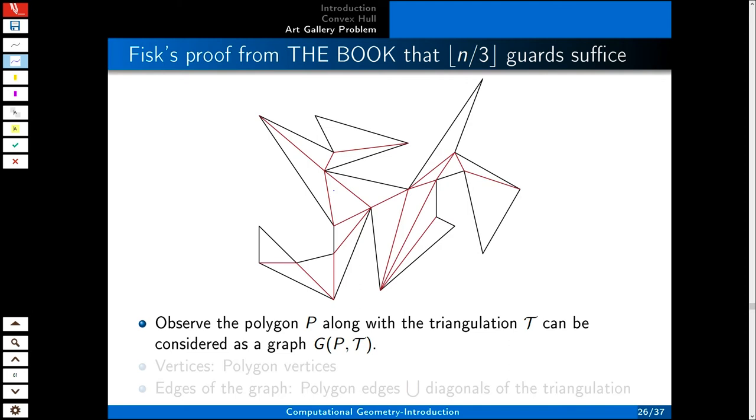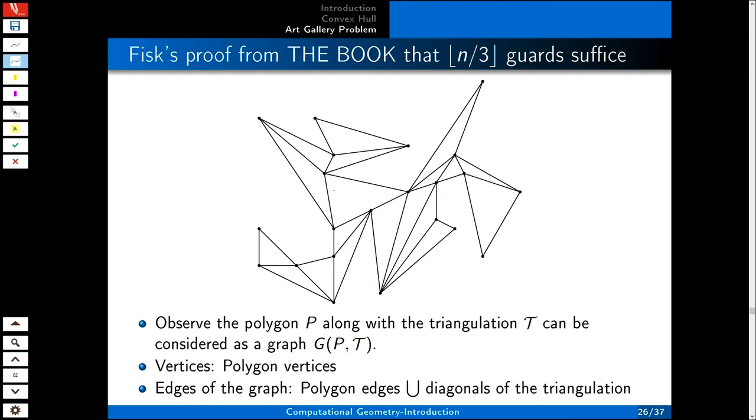What is that graph? What are the vertices of the graph? A graph is a structure defined by vertices and edges. What are the vertices of this graph that I am talking about? It is the polygon vertices. What are the edges of this graph? The edges of the polygon and the triangulation diagonals, the diagonals used for the triangulation. So this is the graph. I can consider this as a graph. Is it clear?